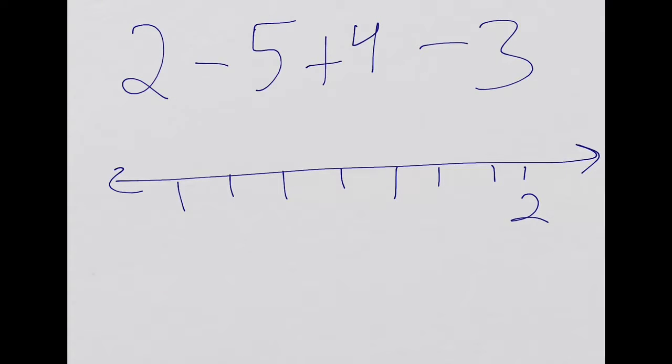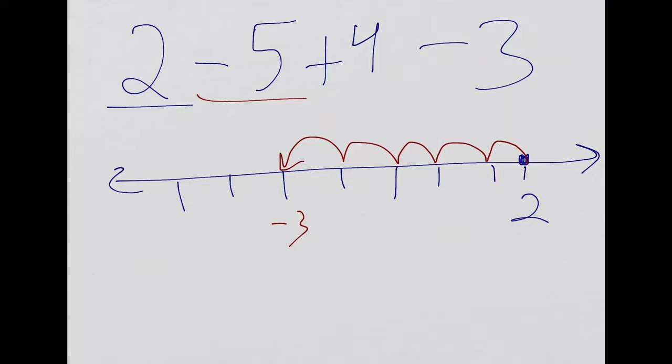So one more practice. Here if we start with a positive 2, we're beginning here on the number line at 2. And when we minus 5, that means we are moving left 1, 2, 3, 4, 5 times, which brings us to a negative 3 actually. Then when we add 4, that means we are moving to the right 4 times, 1, 2, 3, 4. So here we are at a positive 1.